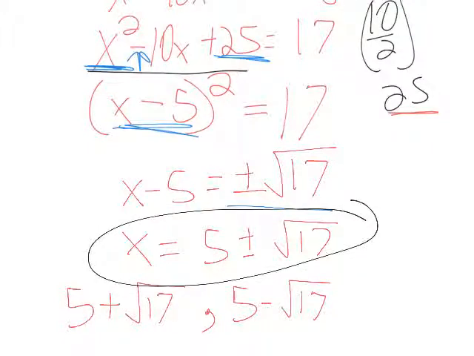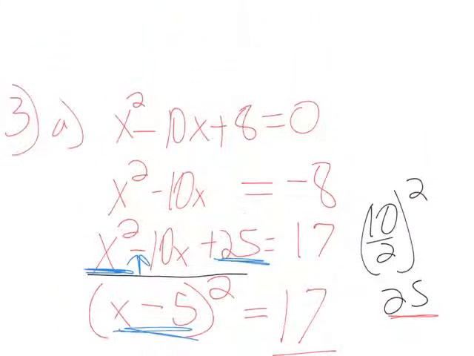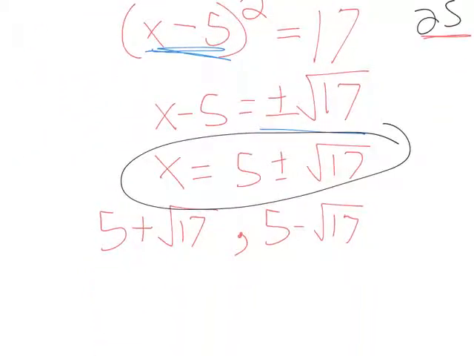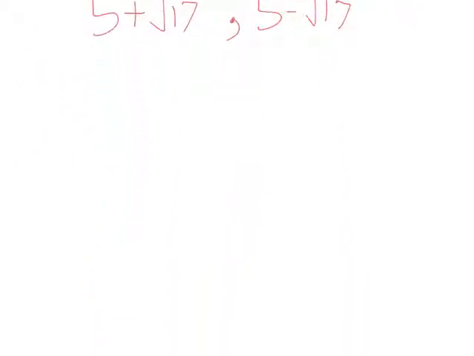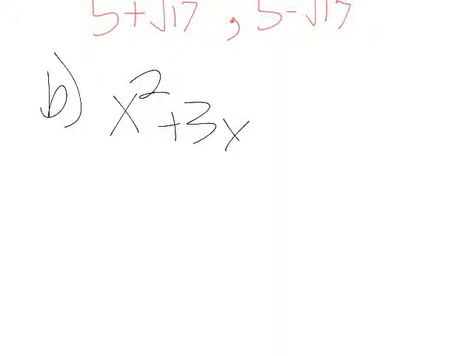All right, let's take a look at the second one there. All right, so make sure I've got myself enough room. And we'll do this one in black. B part is x squared plus 3x plus 5 equals 0.